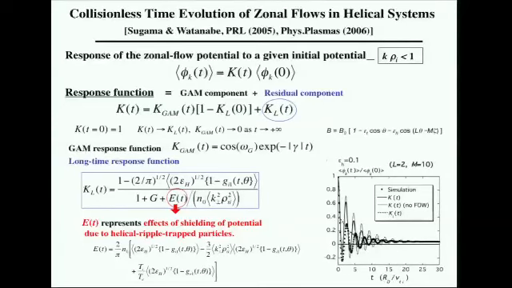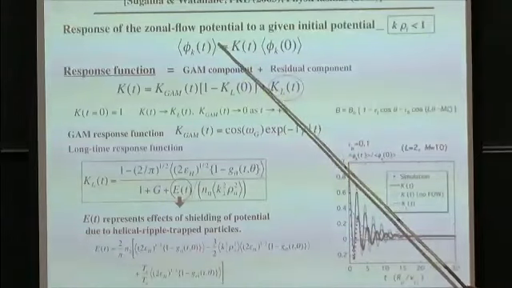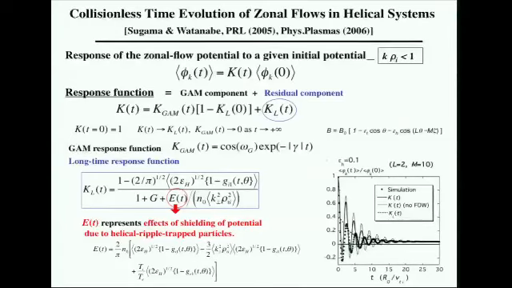But from here, we consider collisionless zonal flow in helical systems. In this case, we have analytically derived this kind of response function showing dependence on the initial value, and that is also divided into a GAM oscillation part and a long time variation part. The residual zonal flow level is related to this long time behavior. Also, that is very important in terms of turbulence suppression. Low frequency zonal flow is much more effective in reducing turbulent transport.